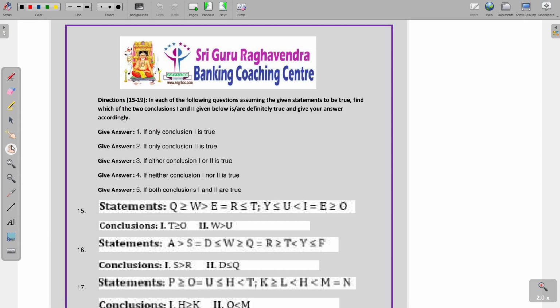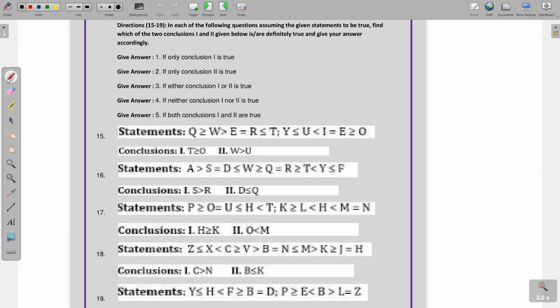Here we have inequalities. See the options: only conclusion 1 follows, only 2 follows, either 1 or 2 follows, neither 1 nor 2 follows, and both 1 and 2 true. So see the 15th one. Conclusion 1: O less than or equal to T, or T greater than or equal to O. So T here and we have O here. From O, E is greater than or equal to O, and this one follows. Conclusion 1 is correct.